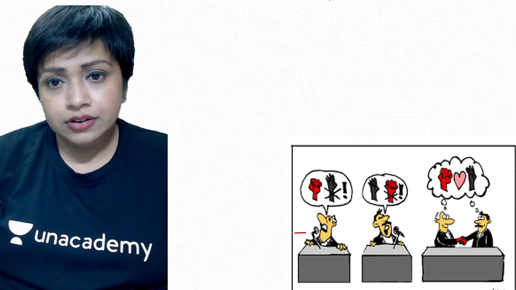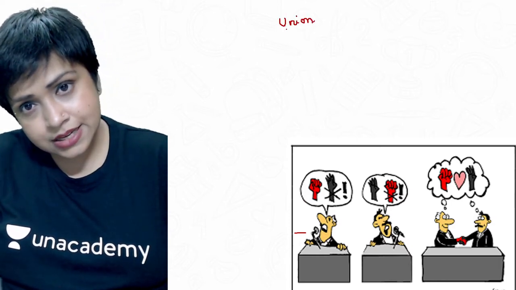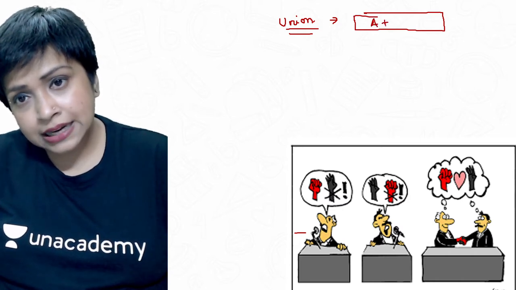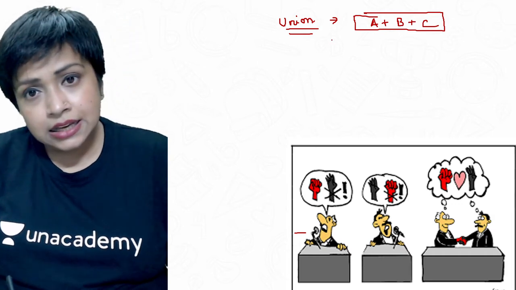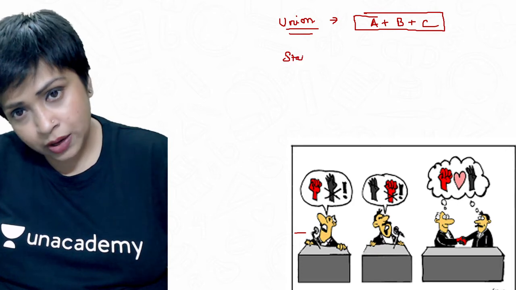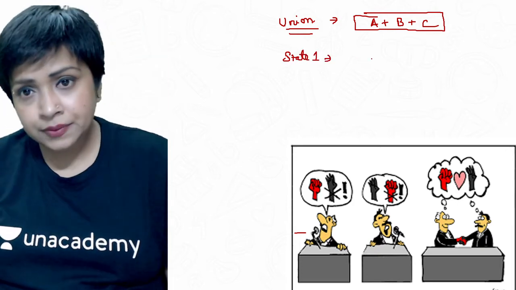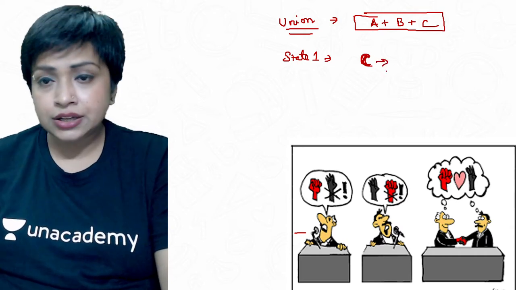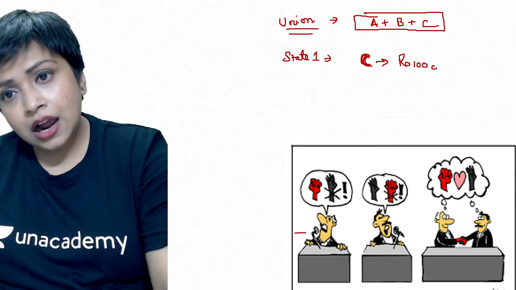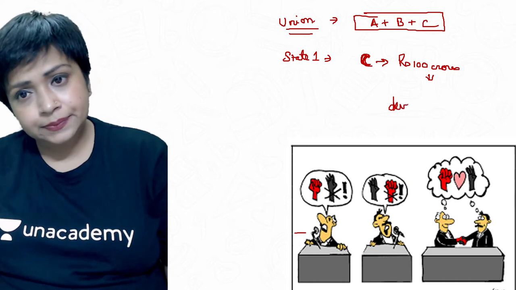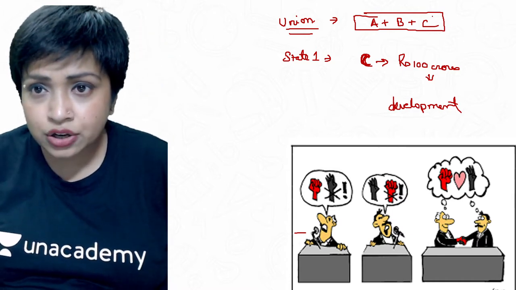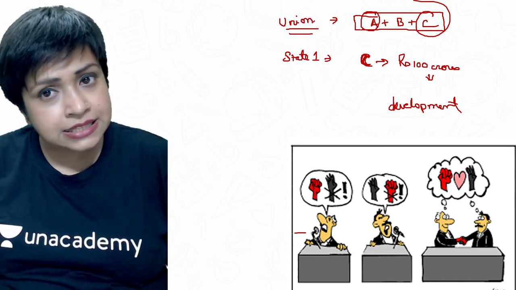Now, let me explain this in a better manner. Imagine this is the union government. In the union government, the government has been formed by a coalition of party A plus B plus C. Now, there is one state, state 1, where the government in power is party C. Party C demands from the union that we need 100 crores for some development work. In the union, you have a coalition government where C is also a party of that coalition. Now, the prime minister is from party A.